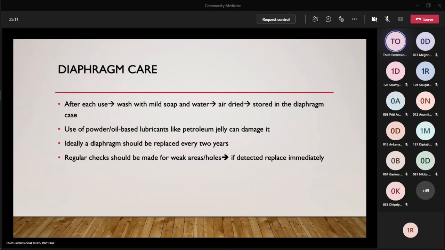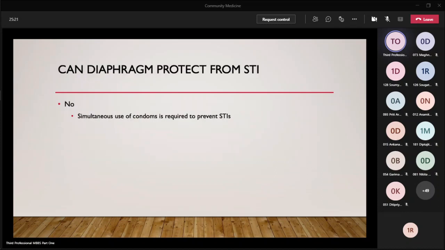Ideally, a diaphragm should be replaced every 2 years. Regular checks should be made for any weak areas or holes. If detected, it should be replaced immediately. Can the diaphragm protect from STIs? No. Simultaneous use of condoms is advisable to protect from STIs.